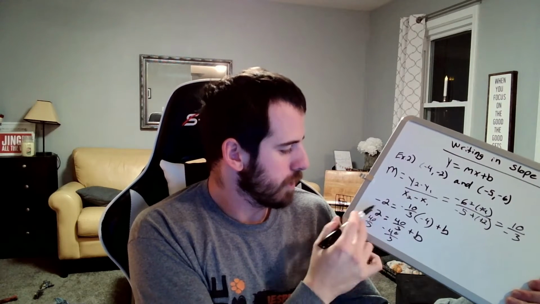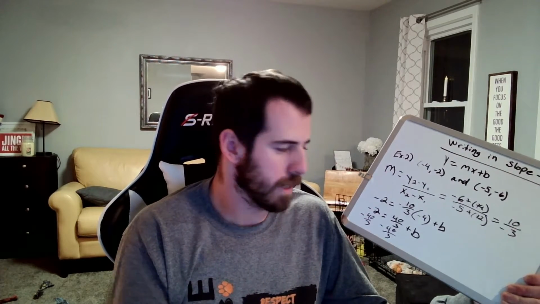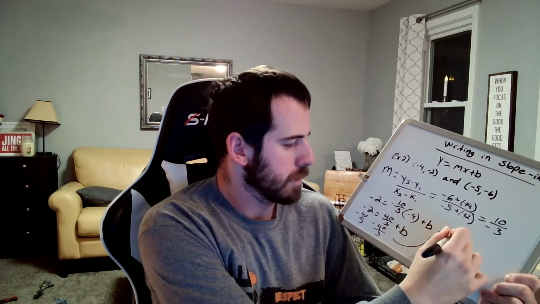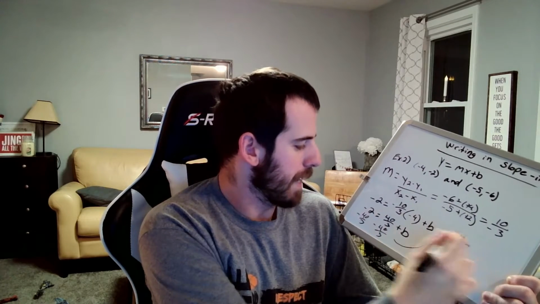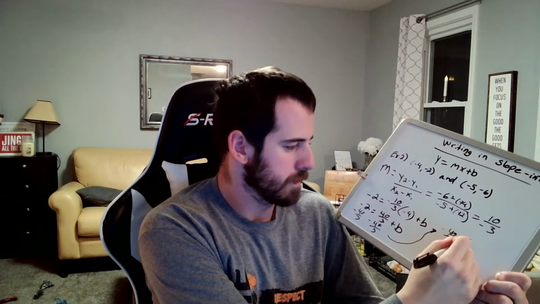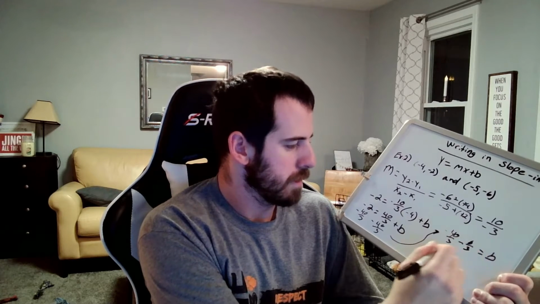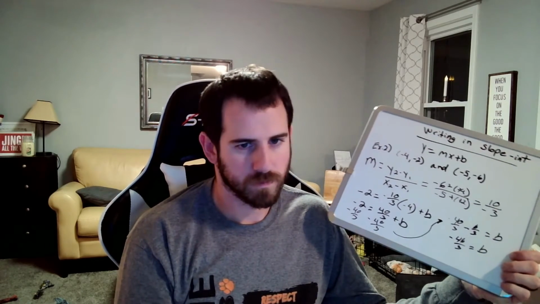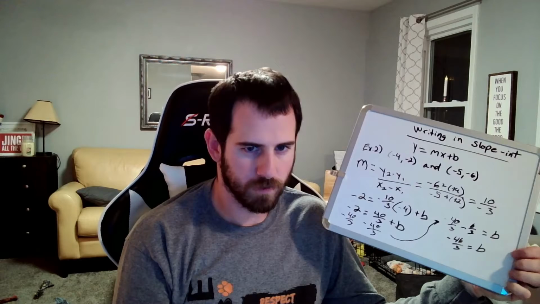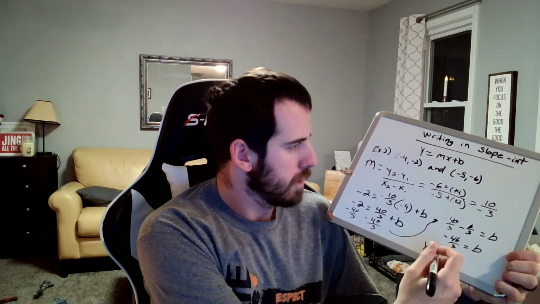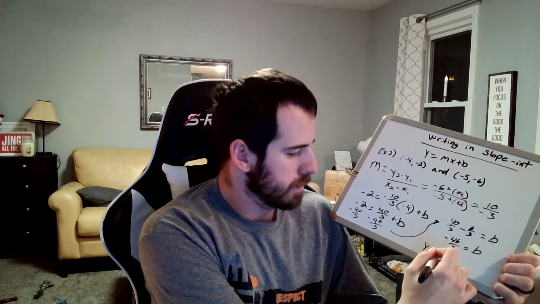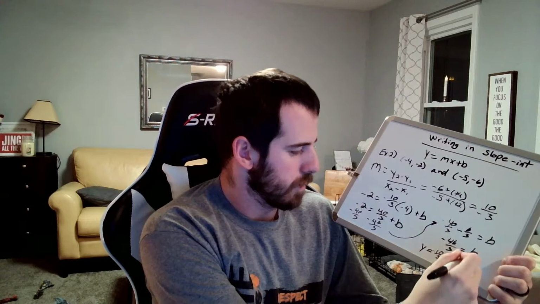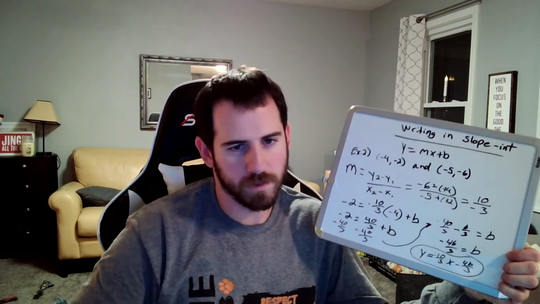Okay, this whole 2 here, you just got to rewrite it as a fraction. So really, this turns into a negative 40. Bring this here. Turns into a negative 40 over 3 minus 6 over 3 equals b. So then I get negative 46 over 3 equals b. And then we plug that in for our final answer. So I get y equals, my slope was negative 10 over 3, x minus 46 over 3. Assuming we didn't make any mistakes.